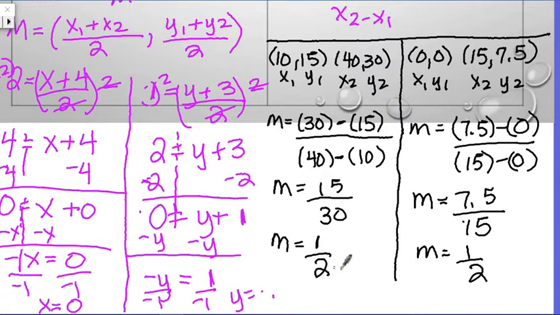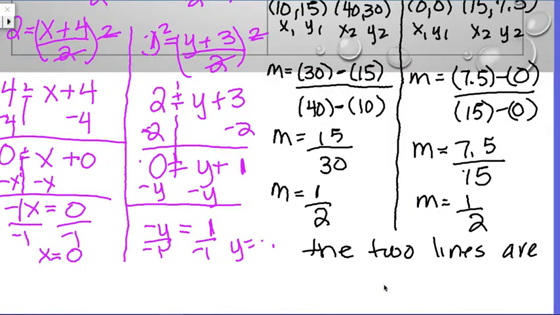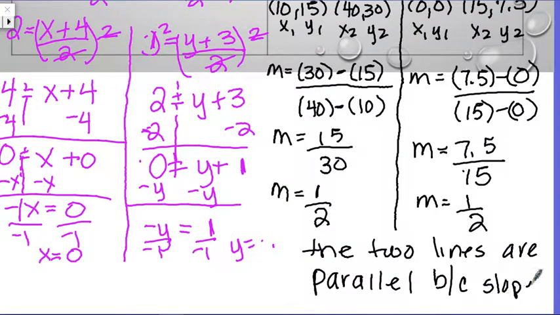These slopes are identical. So since these slopes are identical, we're going to say the two lines are parallel. When the slopes are the same, that means the two lines are parallel. And you can write your reasoning why: because slopes are equal. Okay, and then you've answered that question.